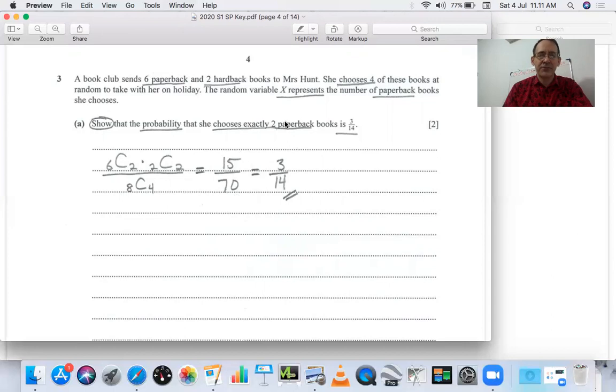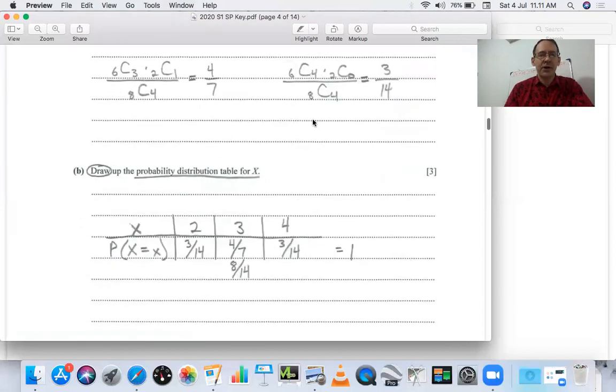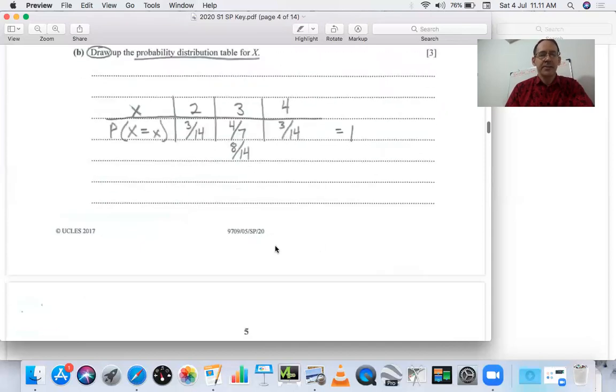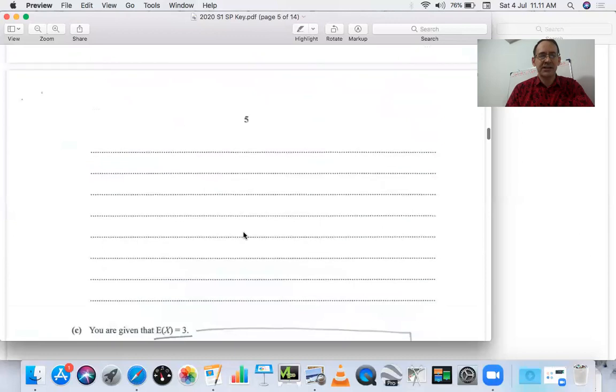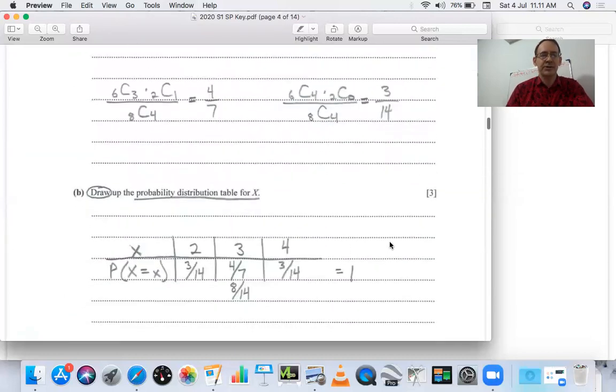15 of those involve 2 paperbacks, and that reduces to 3/14. Now this here, even though I put the work above the question, it goes with this question here because the paper changes and I didn't want to write on the next page. So I just put it up here so I could see what I'm doing. Draw up the probability distribution table for x.